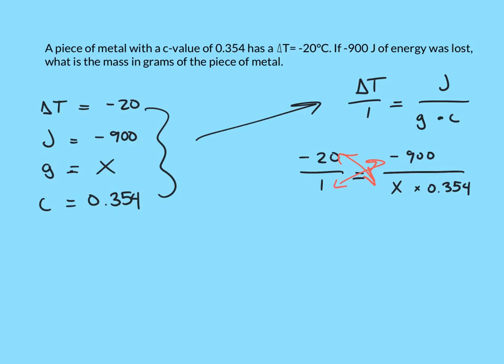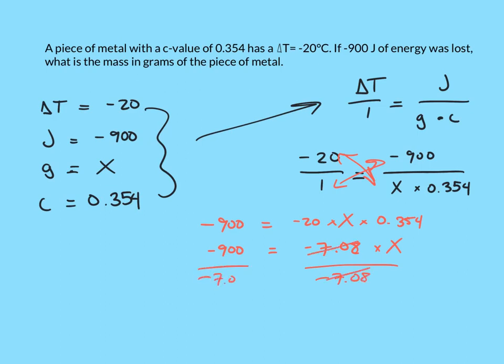So I'm going to take 1 times negative 900, and anything times 1 is itself. So negative 900 is equal to negative 20 times x times 0.354. Now I'm going to multiply negative 20 times 0.354, and if I do that, I get negative 7.08. Now that's still times x, and that's still equal to negative 900. Once again, I just took the 20 and multiplied it by this so that I could combine those two numbers together. Now I need to isolate x, so I'm going to divide by negative 7.08 on each side.